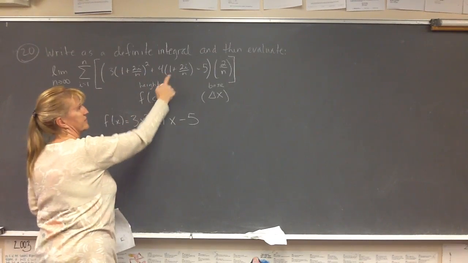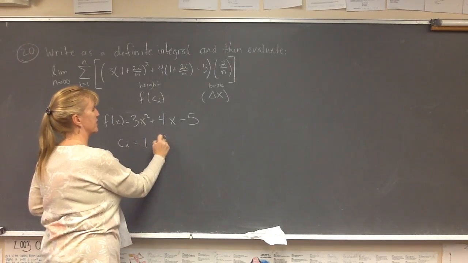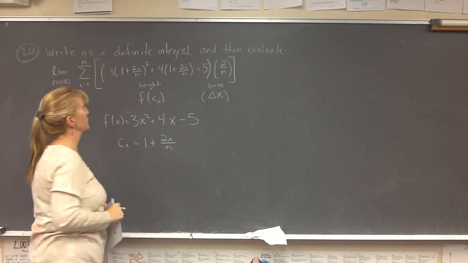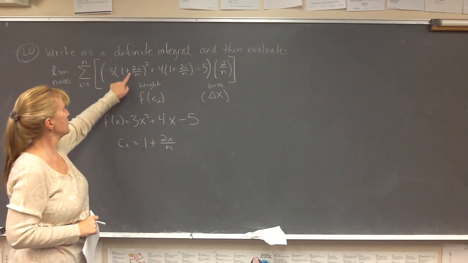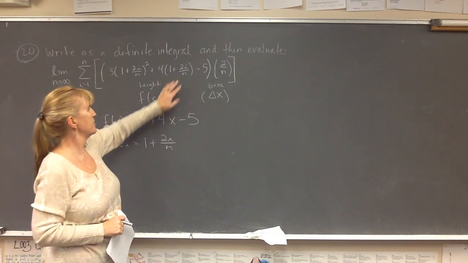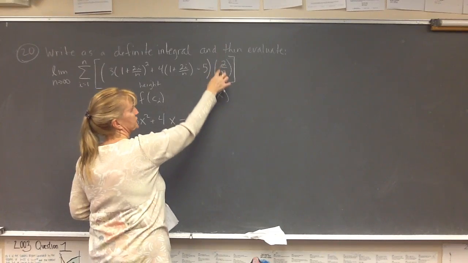Now, knowing that, you now know what your c sub i is. You know that it's this quantity here that happens to be in the set of parentheses. So we have 1 plus 2i over n being used in place of x in the limit definition of your integral. Then this delta x over here is 2 over n.